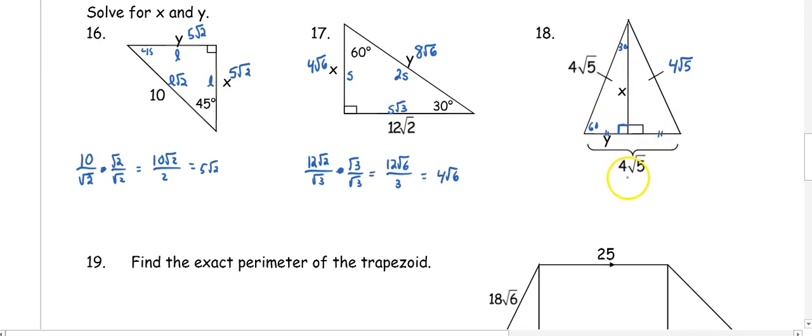So if the whole bottom is 4 root 5, that means that y is 2 root 5. And then to get x, we're going to multiply by root 3 because this is the s root 3 side. And so when we multiply by root 3, we would get 2 root 15.